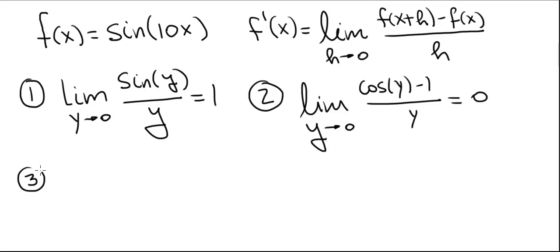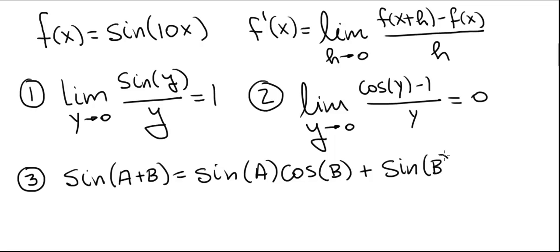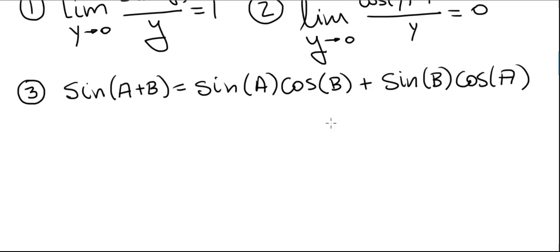And result number 3 is the trig identity: sine of a plus b equals sine of a cosine of b plus sine of b times cosine of a. So let's begin with the first step to differentiate this function.